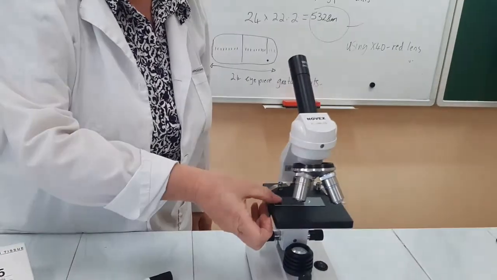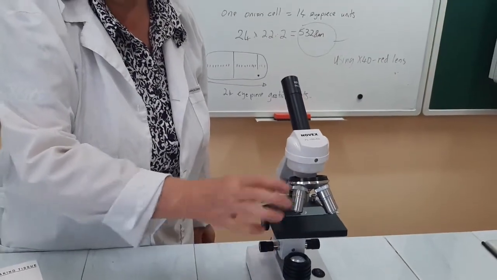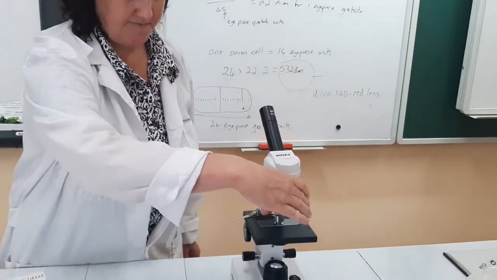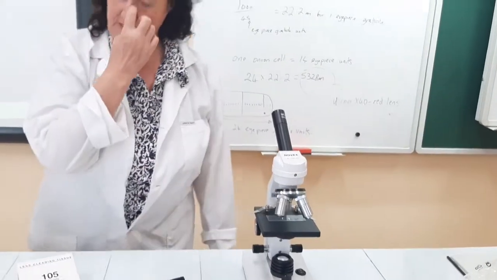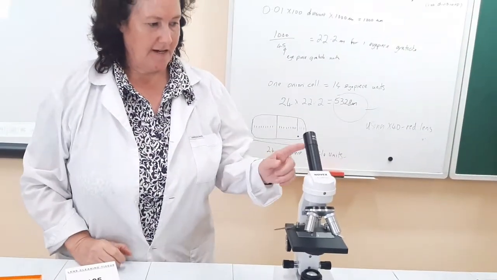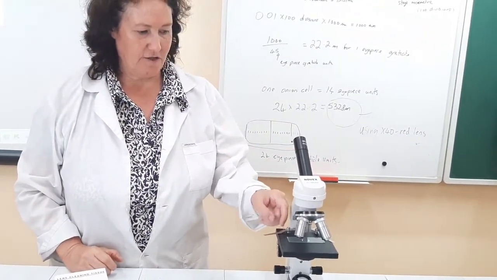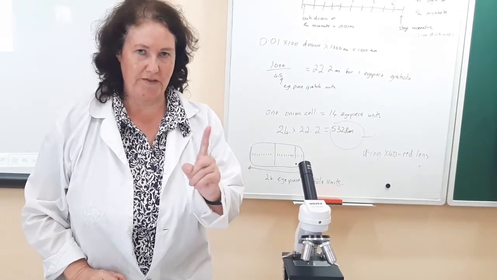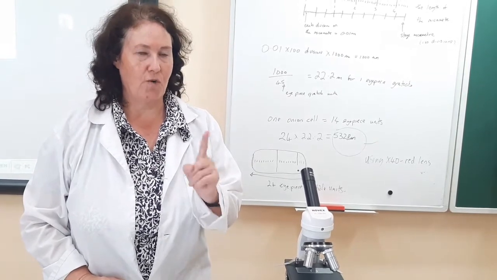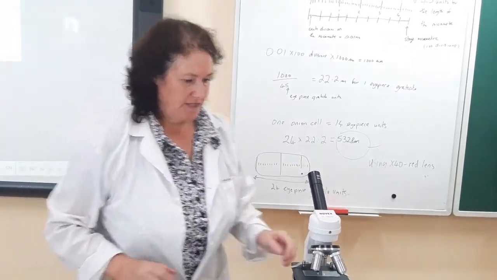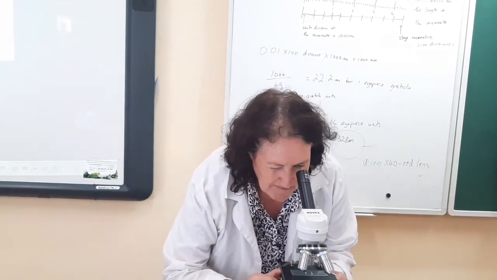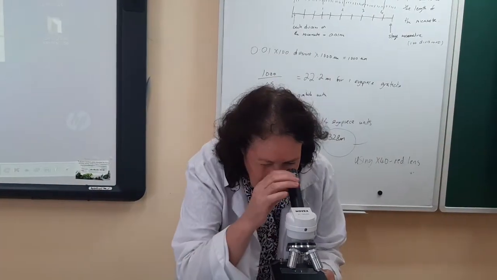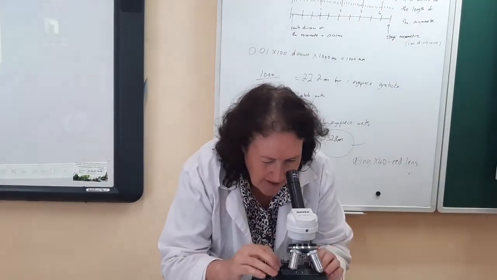So you put your stage micrometer on, and we're going to start off with the times 4 magnification. What we have to do is calibrate the eyepiece graticule using the stage micrometer. We know that on the stage micrometer, each small division is 0.01 millimeter. So what you have to do then is line up your stage micrometer with your eyepiece graticule.